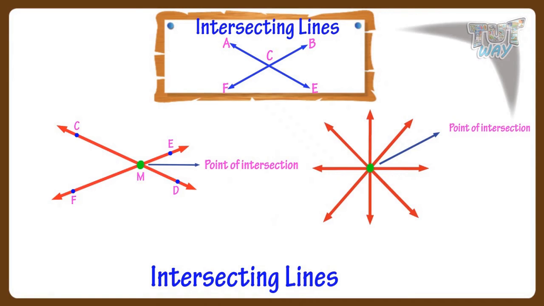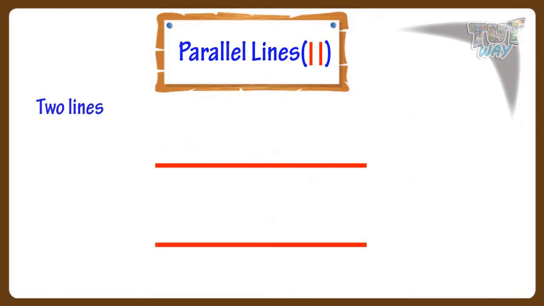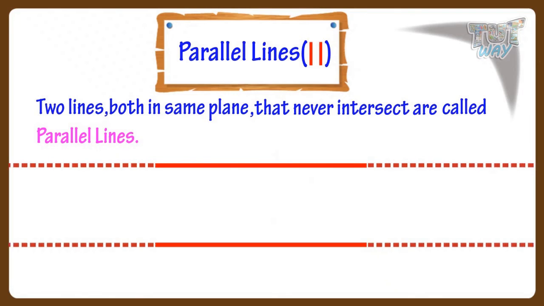Now let's see what are parallel lines. Two lines, both in the same plane, that never intersect are called parallel lines. Parallel lines remain the same distance apart at all times. These are two parallel lines. They can never meet each other. No matter how far you extend them, they can never meet. The distance between them always remains the same.